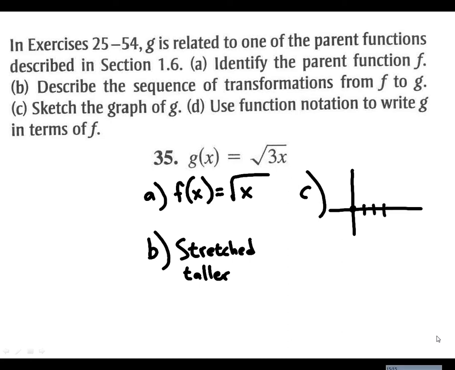3 times 3 is 9. The square root of 9 is 3. And normally the square root of 3 would be less than 2. Normally it would be down there. So we will notice that we are being stretched higher than our normal square root function.